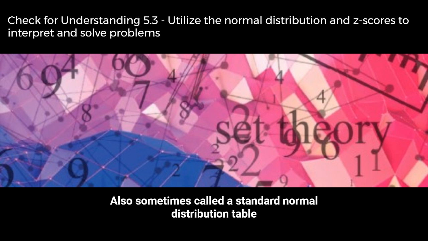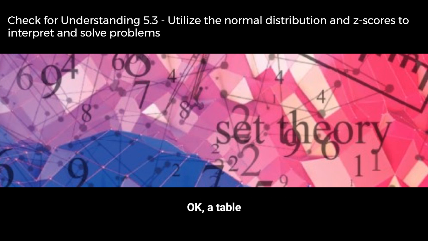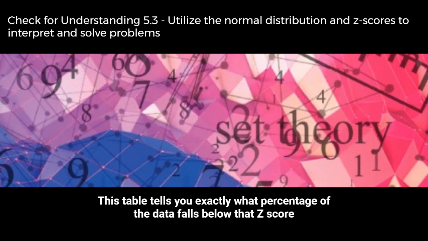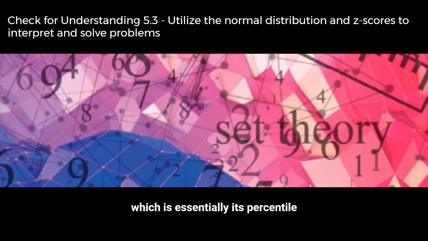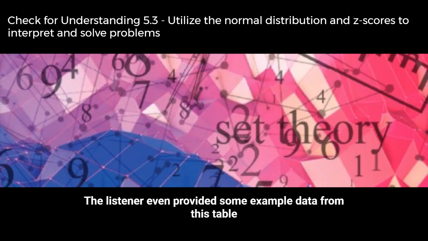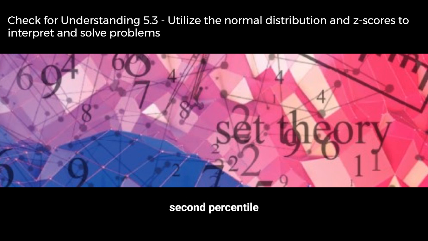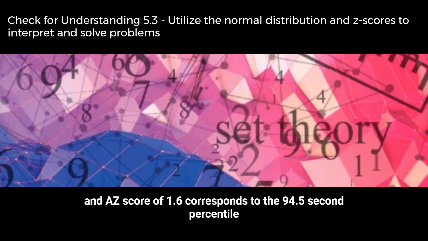It's also sometimes called a standard normal distribution table. Okay, a table. I'm assuming this table helps us with something. Big time. This table tells you exactly what percentage of the data falls below that z-score, which is essentially its percentile. The listener even provided some example data from this table. A z-score of 1.4 corresponds to the 91.92nd percentile. A z-score of 1.5 corresponds to the 93.32nd percentile, and a z-score of 1.6 corresponds to the 94.52nd percentile.